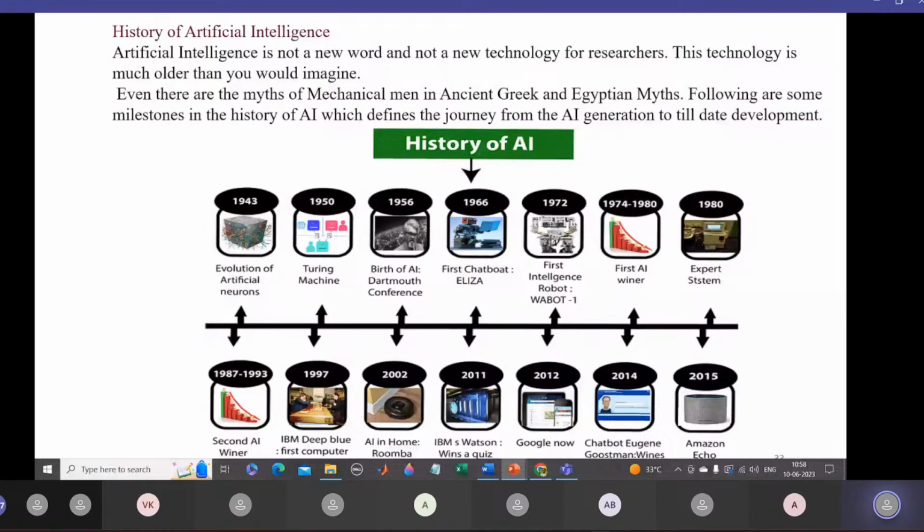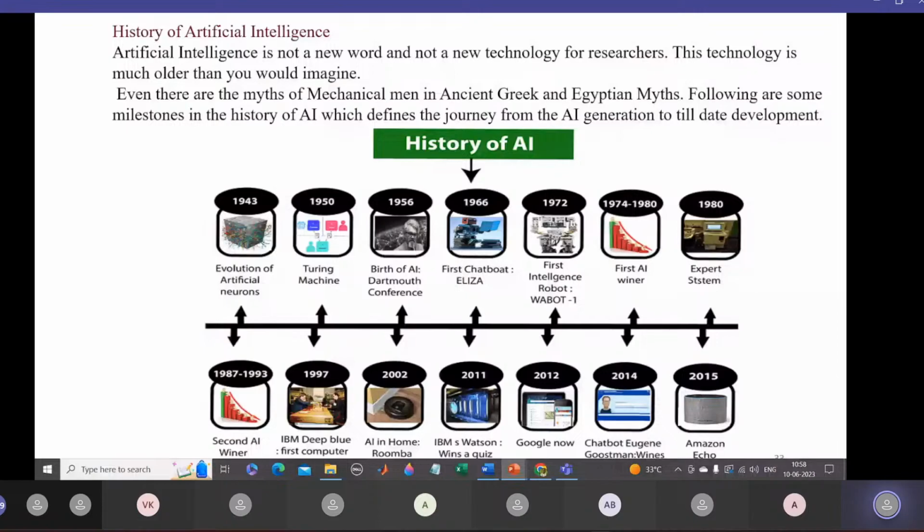We had the Turing machines in 1950. And we have this birth of AI. We had the chatbot in 66. In 72 itself, we had the intelligent robot, even before I was born. And so we have the first AI winter in the range of 74 to 80. Then in 80, we had the expert system. From 87 to 93, again we have a second AI winter.